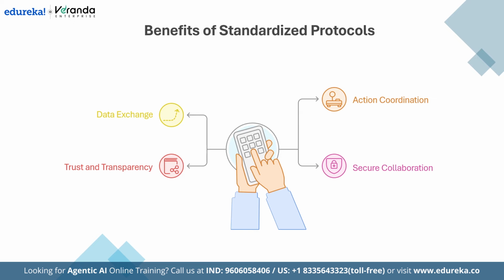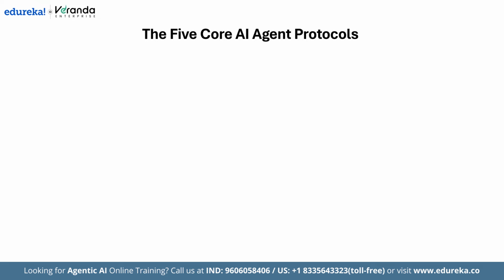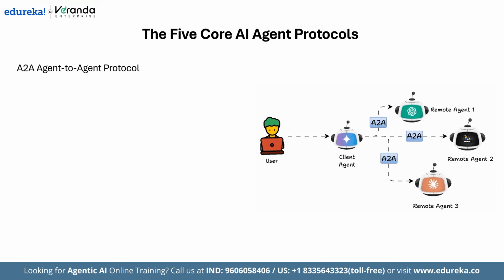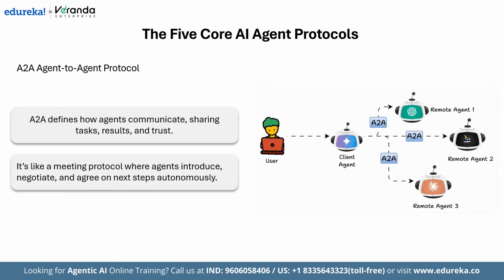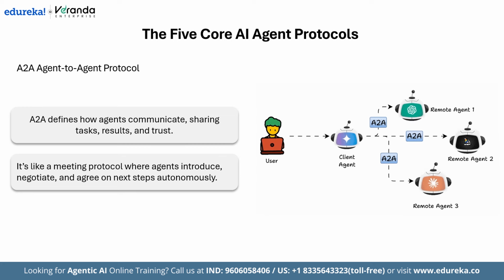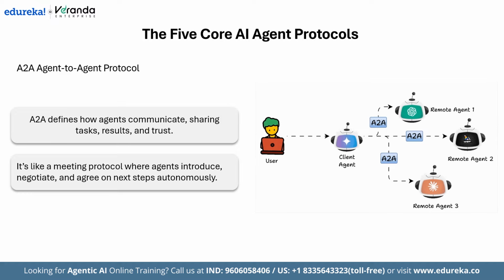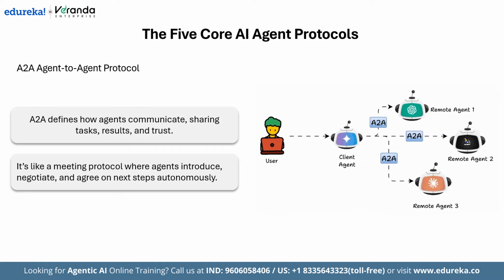Alright, now let's explore the 5 key protocols shaping how AI agents communicate, with real examples so it's easy to visualize. So again, first on the list we have A2A, which is the Agent to Agent Protocol. A2A defines how two or more agents talk to each other, how they share tasks, exchange results, and build trust. It sets the structure for message exchange, trust verification, and intent sharing. It's like a meeting protocol between agents. They introduce themselves, share goals, negotiate, and agree on the next step, all without human involvement.